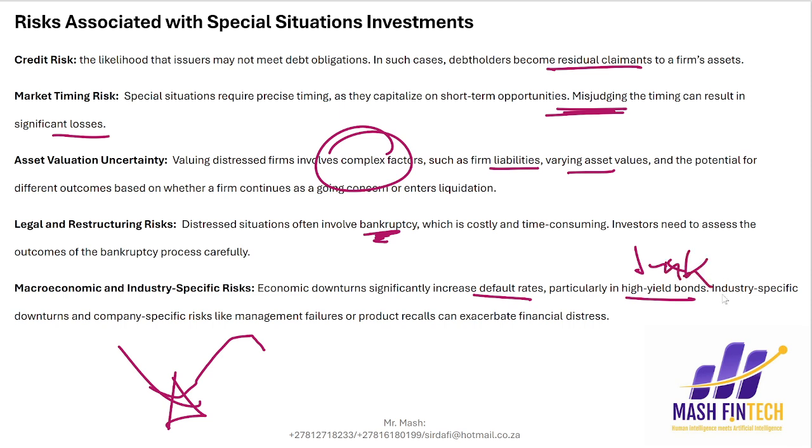And for these junk bonds, industry-specific downturns and company-specific risks like management failures or product recalls can exacerbate financial distress. It can worsen it. Okay.